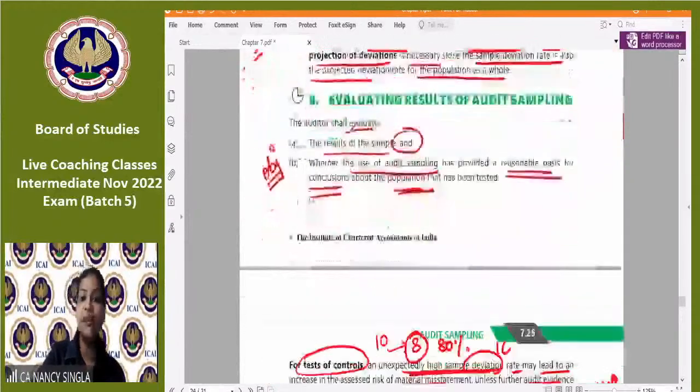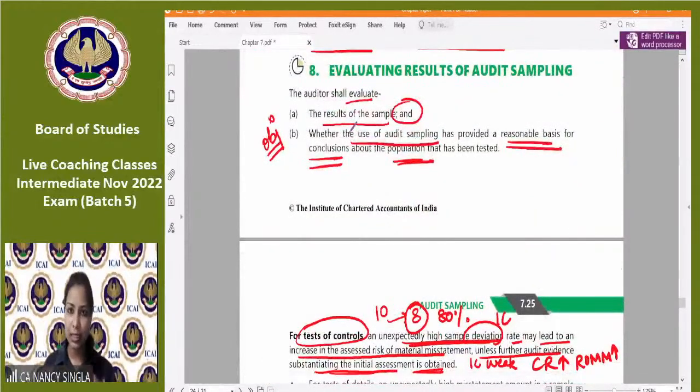ठीक है. Now evaluating results of audit sampling, results देखना है और देखना है कि वो reasonable objective achieve कर रहे हैं या नहीं. What was my objective? That in order to draw a conclusion about the entire population.